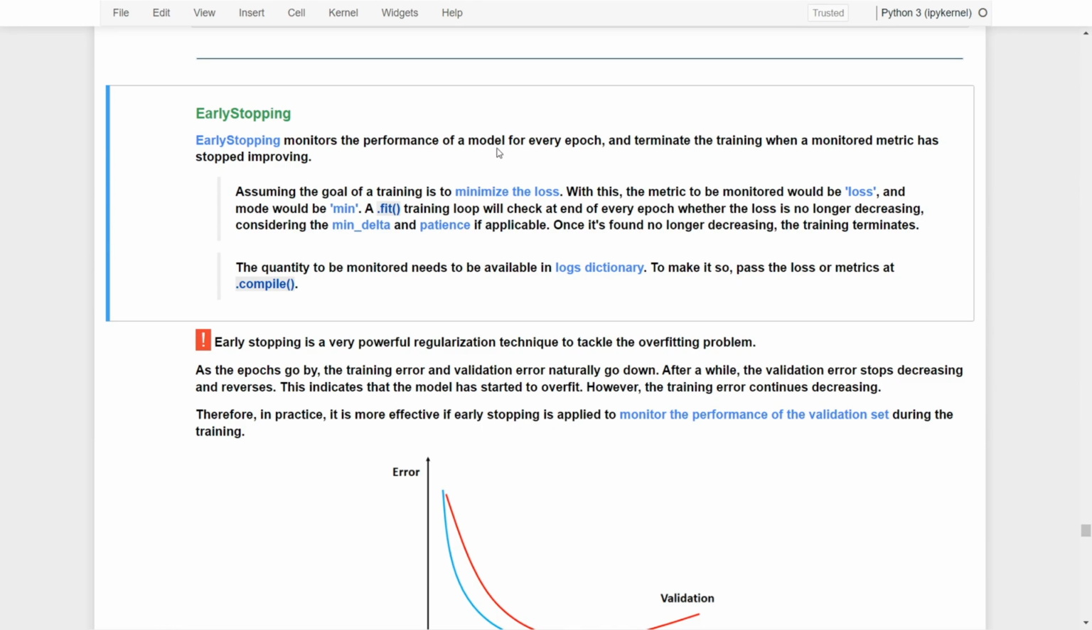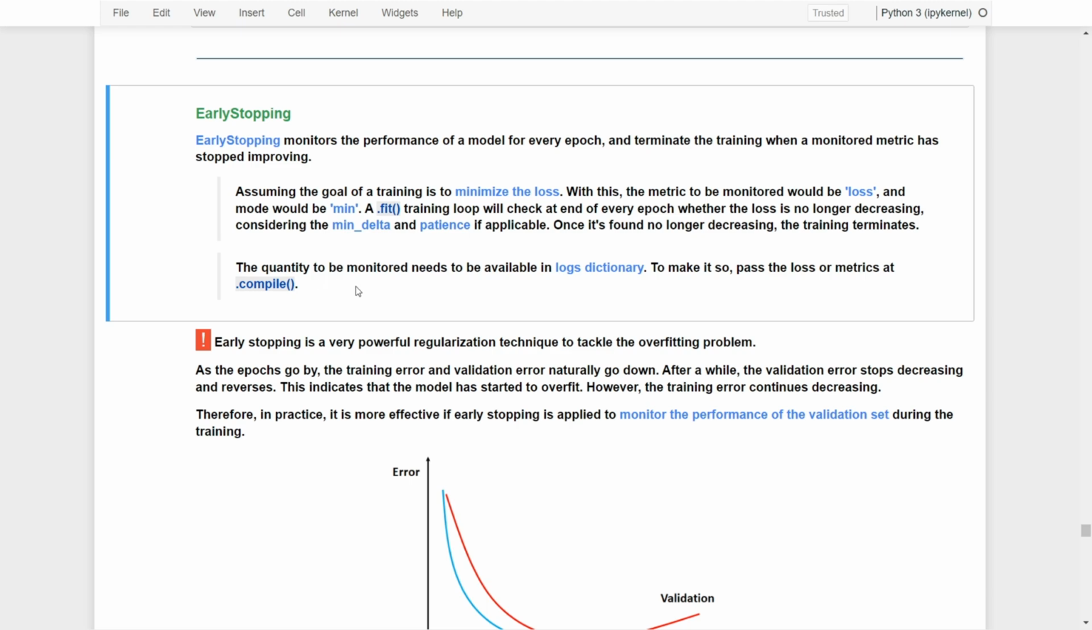Early stopping monitors the performance of a model for every epoch, and it will terminate the training when a monitored metric has stopped improving. Let's assume the goal of the training is to minimize the loss. With that, the metric to be monitored would be the loss value, and the mode would be minimum, because we are talking about minimization of the loss. So the fit function training loop will check at the end of every epoch whether the loss is no longer decreasing, considering the min delta and also patience if applicable. Once it's found to be no longer decreasing, the training will be terminated.